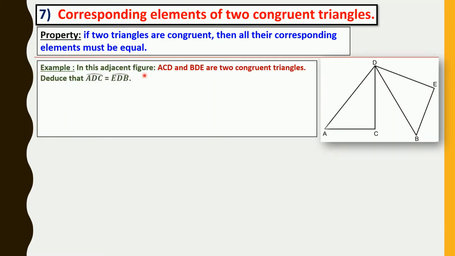Example: in this adjacent figure, ACD and BDE are two congruent triangles. Deduce that angles ADC equal EDB. So here we have the fact that these two triangles are congruent. Prove that ADC equals EDB?